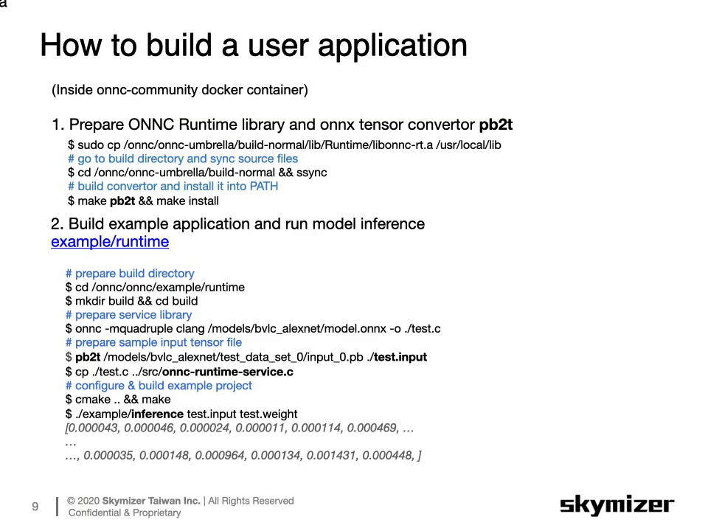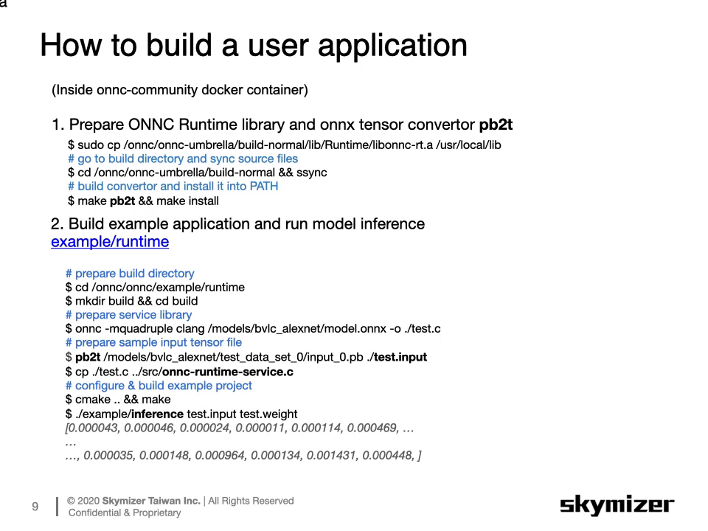We provide a tool, pp2t, to convert protobuf files into tensor files. In this example, we use pp2t to translate a sample input provided by the ONNC model zoo into a tensor file. If you have prepared your own input tensor file, then you can skip this step.